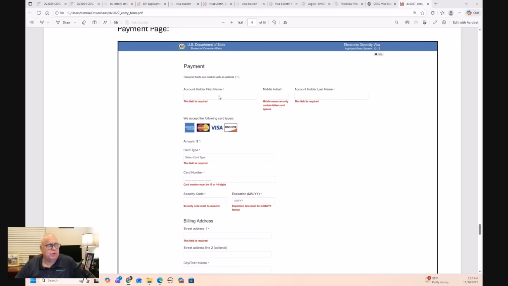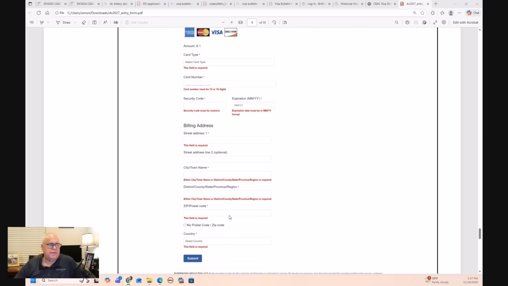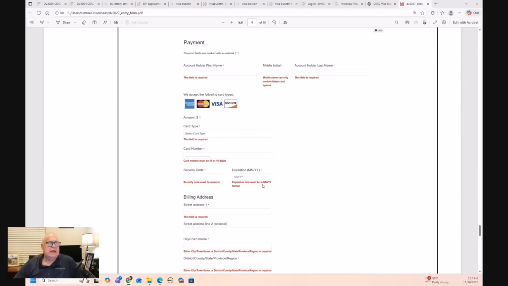So they're asking for the account holder first name, middle initial, and last name. The card type, which is Visa, MasterCard, that's what that means, card type. The card number, which is usually a 16-digit number, can be 15 digits, but it's usually 16 digits. The security code, which is on the back of the credit card normally, and the expiration date. And then they ask for the billing address for that card. Now, let me just answer a couple of questions that I know some of you will have.